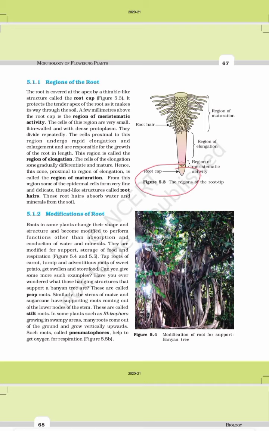It is a few millimeters above the root cap, the region of meristematic activity. So you can see over here, before the root cap there is only a few centimeter gap, which is a region of meristematic activity. So what do you mean by this? Meristematic tissue means it is a developing tissue, it does the growth, right? So cell division takes place over here.